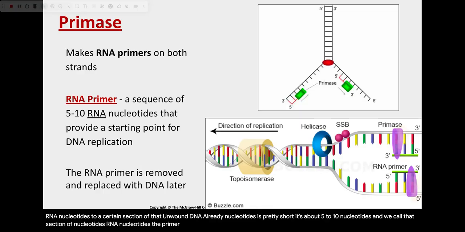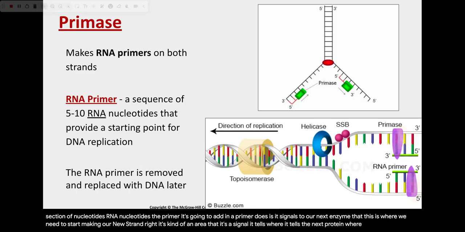All right, so primase is going to come in. It's going to add in a primer. Now what that primer does is it signals to our next enzyme that this is where we need to start making our new strand. Right? It's kind of an area that it's a signal. It tells the next protein where to bind, essentially.